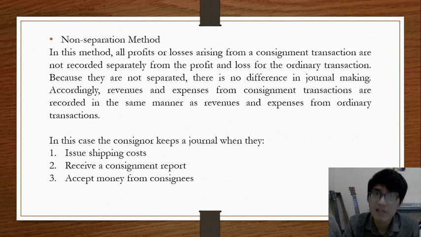With the non-separation method, all profits or losses arising from a consignment transaction are not recorded separately from the profit and loss for ordinary transactions. In this case, the consignor keeps a journal when they issue shipping costs, receive a consignment report, and accept money from consignees.